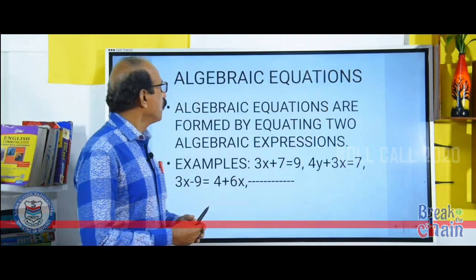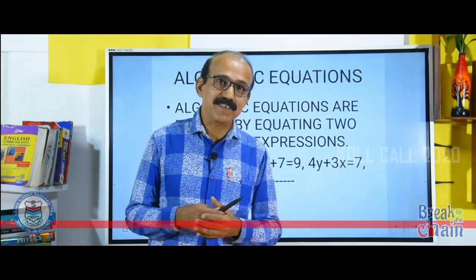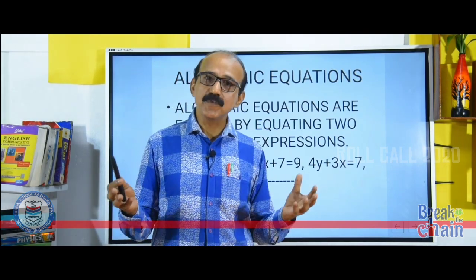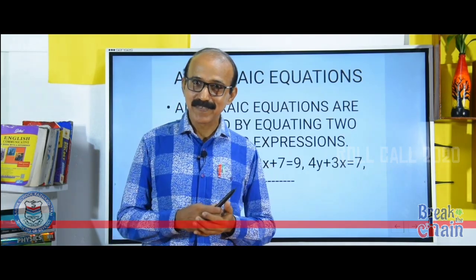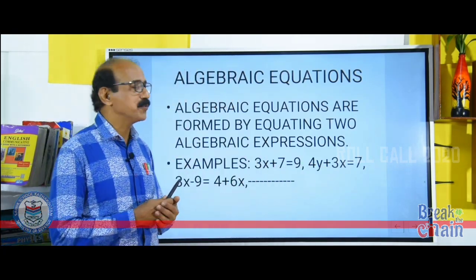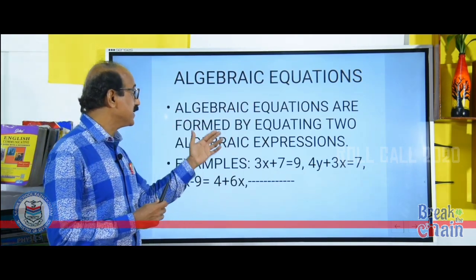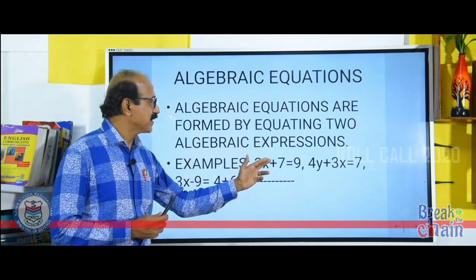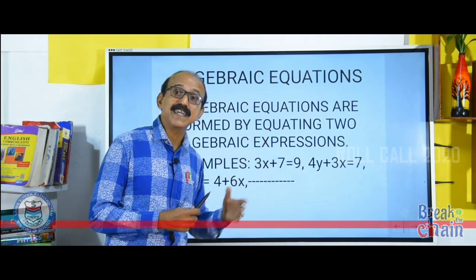Now let us see what we mean by an algebraic equation. When we equate two algebraic expressions, an algebraic equation is formed. You need not equate two algebraic expressions all the time. You may equate an algebraic expression with a constant, then also an algebraic equation will be formed. Now let us see what types of algebraic equations can be formed. Algebraic equations are formed by equating two algebraic expressions. For example, 3x plus 7 equal to 9. Here we have equated an algebraic expression 3x plus 7 with a constant 9.